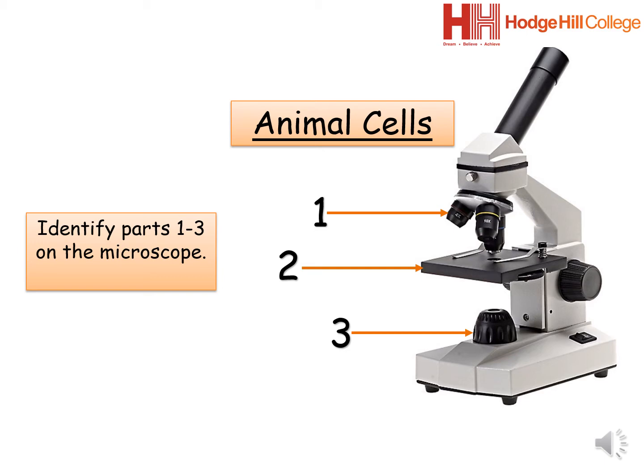Number 2 is the stage. The stage is where you would place the slide with the animal cells on. And number 3 is the light source. This will help and allow you to see the animal cells.